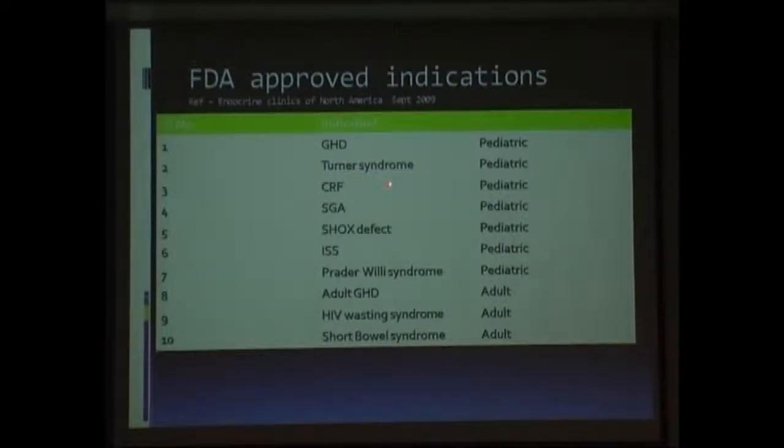Growth hormone has a lot of indications. The latest publication from the FDA gives the following indications in which growth hormone can be used. For pediatric patients, we commonly use it in growth hormone deficiency conditions and Turner syndrome. We have also tried and been using it in conditions like CRF, SGA babies, and idiopathic short stature.